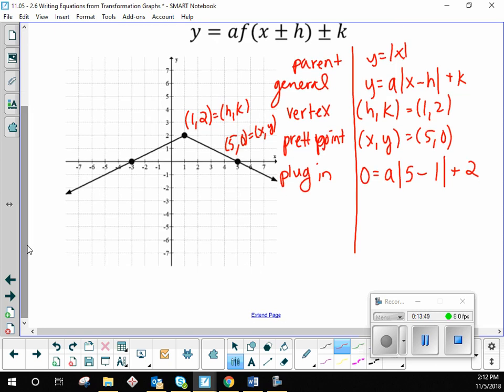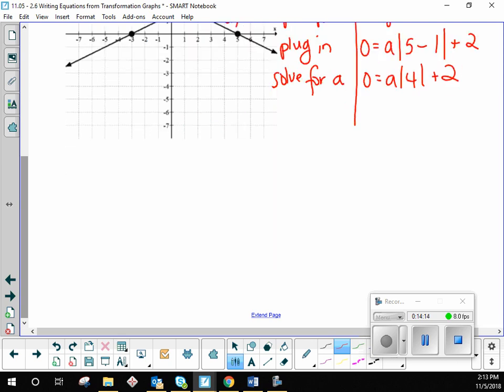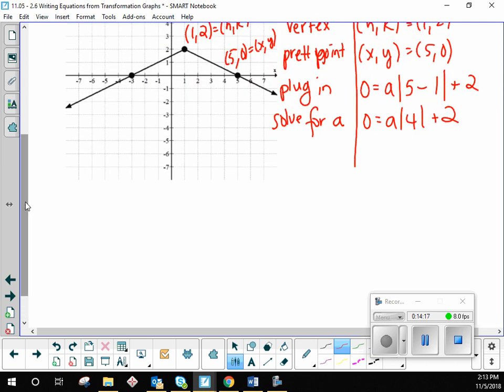So after this part, it's kind of like order of operations now. You have to shift your brain back to just solving this regular linear equation, following your order of operations. So you simplify inside the absolute value. 5 minus 1 is 4. So we're solving for a now. What is the absolute value of 4? 4. So this becomes 4a plus 2. Subtract 2 from both sides. Divide by 4. a is negative 1/2.